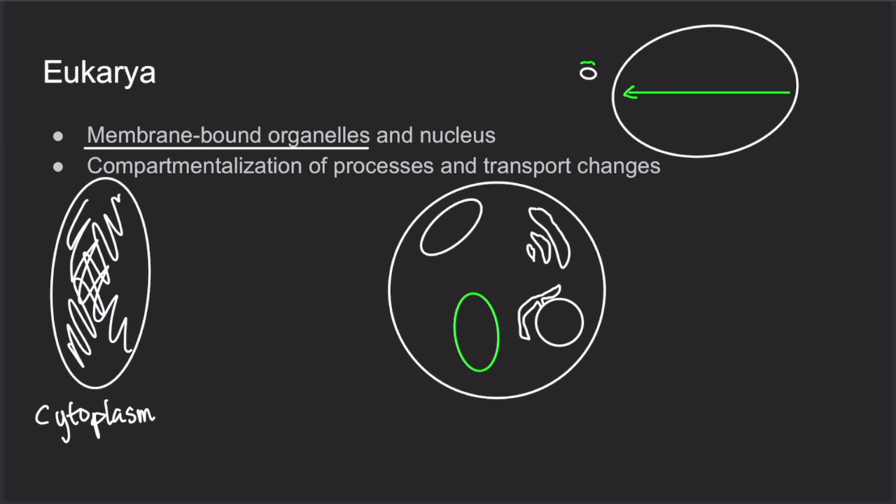Kinesins, dyneins, motor proteins, all of that we'll get into later. But it's because eukaryotes are so much larger. They need a much different and much more robust system of transport that prokaryotes don't need because they're so much smaller.